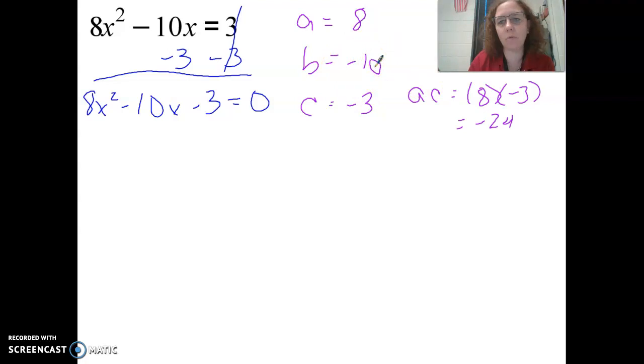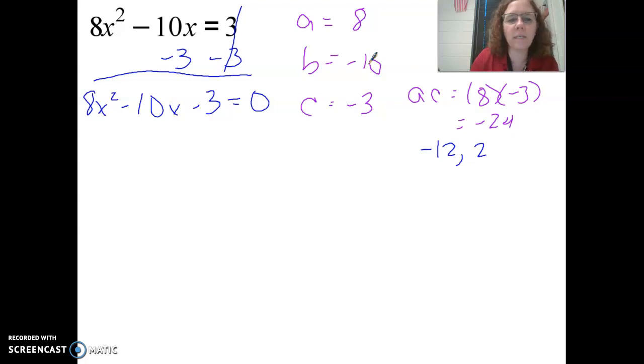How about 8 and 3? Nope, that doesn't work either. That doesn't give me a 10. 12 and 2. Oh, that'll work. Negative 12 and positive 2. That's going to give me the negative 10. The larger sign has to match. So negative 12, positive 10. I'm sorry, negative 12 and positive 2 making negative 10.